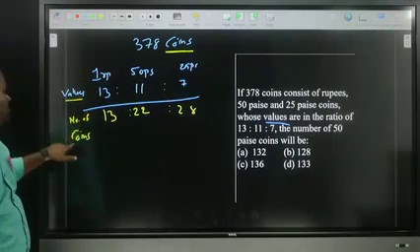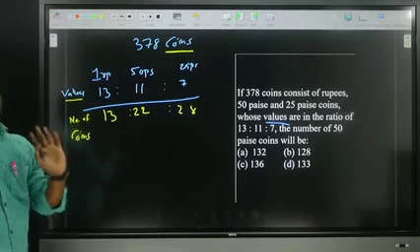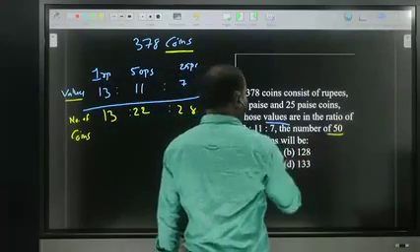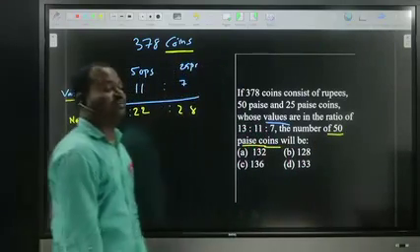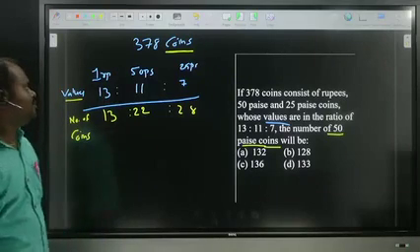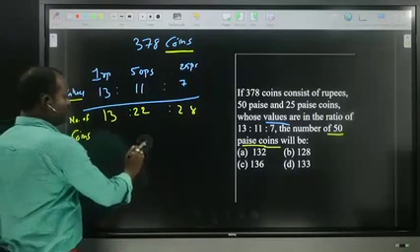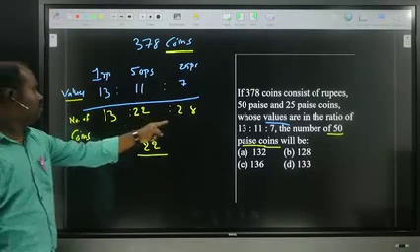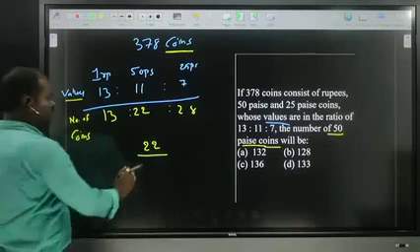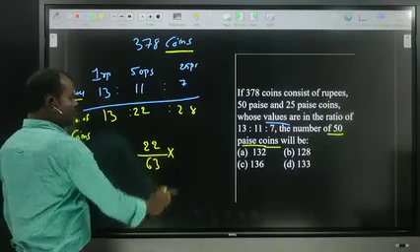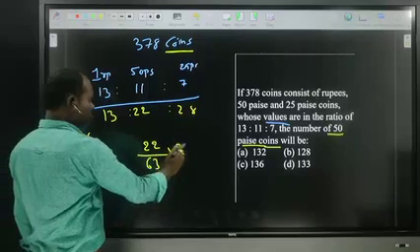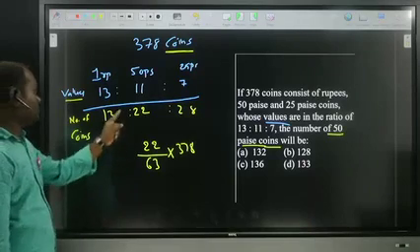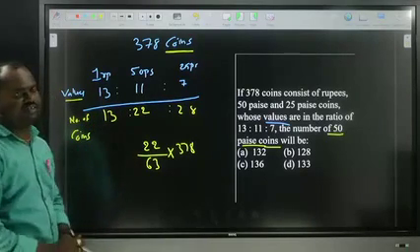Coins, coins, coins all came to the same category. Now we can proceed. We require which type of coins? Find the number of 50 paise coins. How many parts for 50 paise coins? 22 parts. Out of how much? 13 plus 22 plus 28, that is 63. Into total how many coins? 378. We require the 50 paise coins: 22 parts out of 63 into 378.